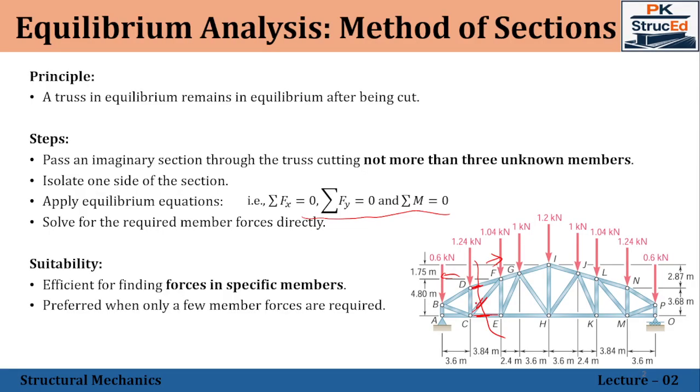The method of sections is especially suitable when forces are required in only a few members, not the entire truss, and the truss is large as well as complex, like this case. Using the method of joints would be time consuming to find the forces in specific members if the structure is very complex. So engineers often use the method of sections to quickly check the forces in critical members, such as those near the midspan or the supports.